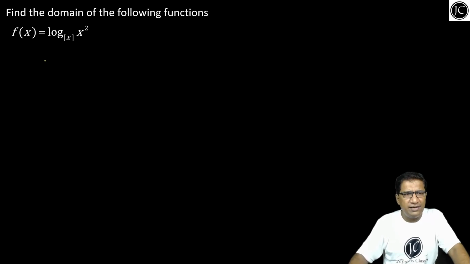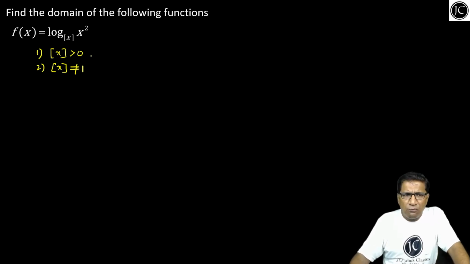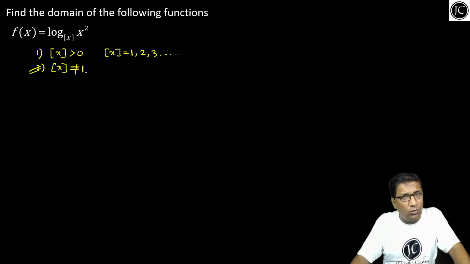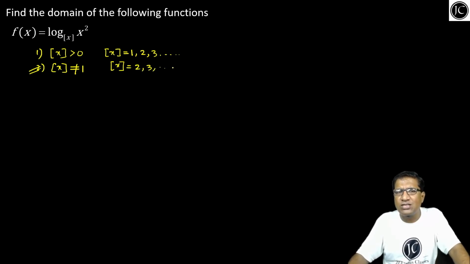Now to define the function, we must write that the base, which is box x, is greater than 0, number 1. And number 2, your box x cannot take the value 1. Is it clear? Now from these 2 we can write, देखो बच्चों, box x greater than 0, मतलब क्या होगा? Box x can take the value 1, 2, 3 and so on. But as in the second condition we have mentioned that box x is not equals to 1, इसका मतलब box x will start getting its value from 2, 3 and so on.